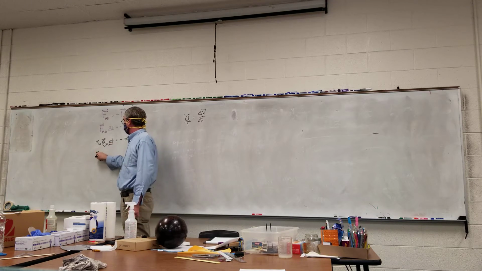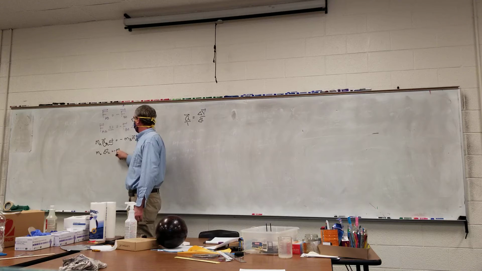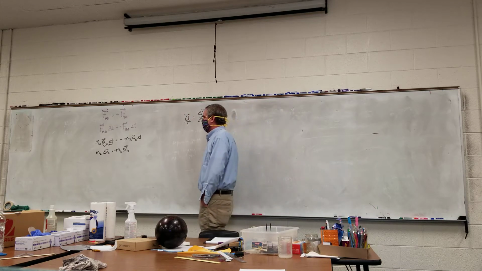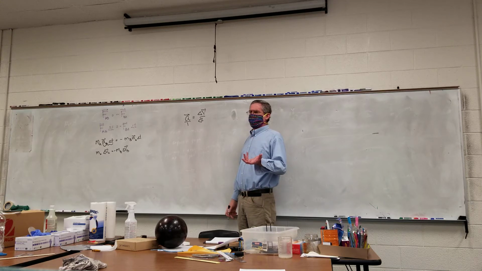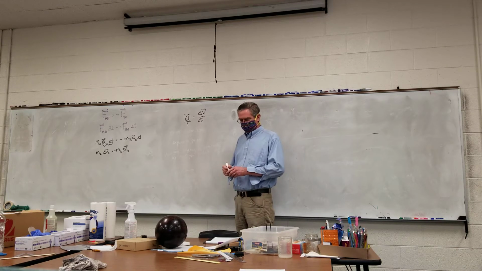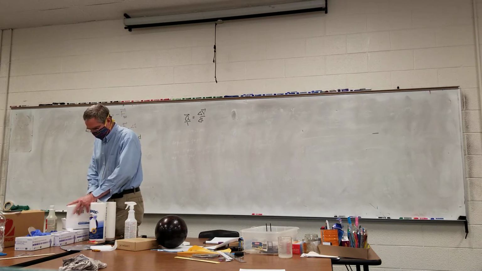So this is the mass of A times the change in velocity of A equals the negative mass of B times the change in velocity of B. And when we talk about change in velocity, what am I subtracting from what? What's change in anything? What am I doing? Final minus initial. Yes.